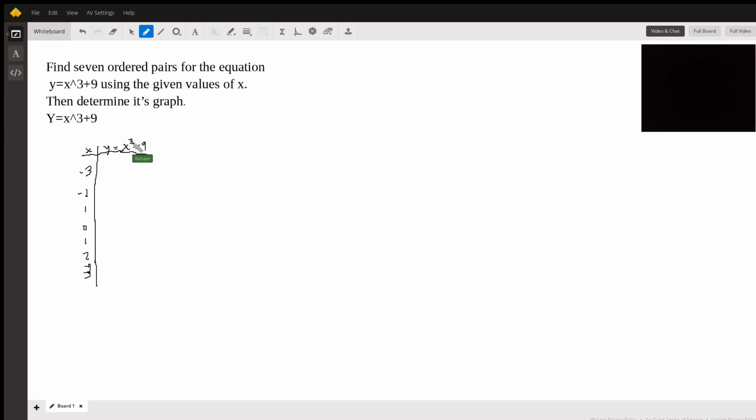So -3 cubed is -27 plus 9. So that's going to be -18. -2 cubed is -8 plus 9. So that's going to be 1. And then -1 plus 9 is going to be 8. And then 0 is going to be 9. 1 is going to be 10. 2 cubed is 8 plus 9 is 17. 3 cubed is 27 plus 9 is 36. So those are 7 values.